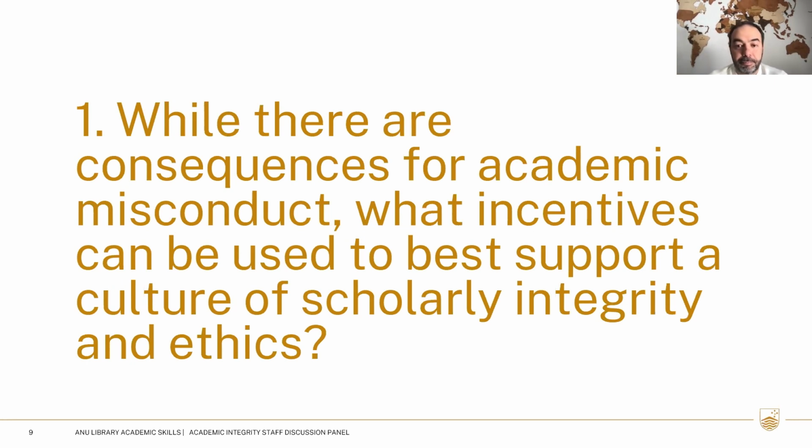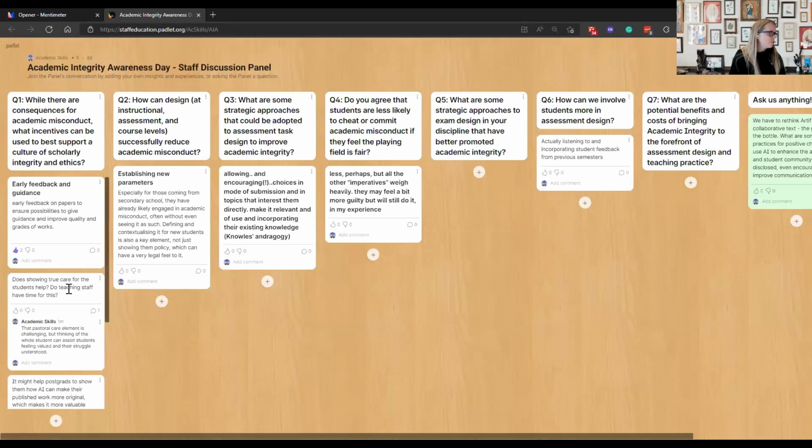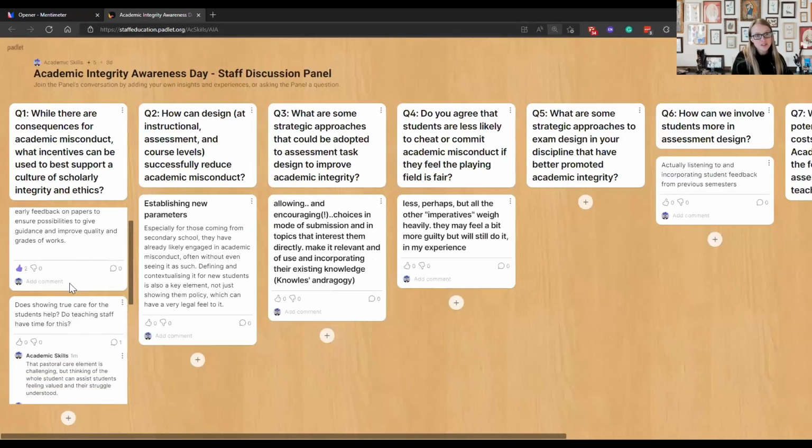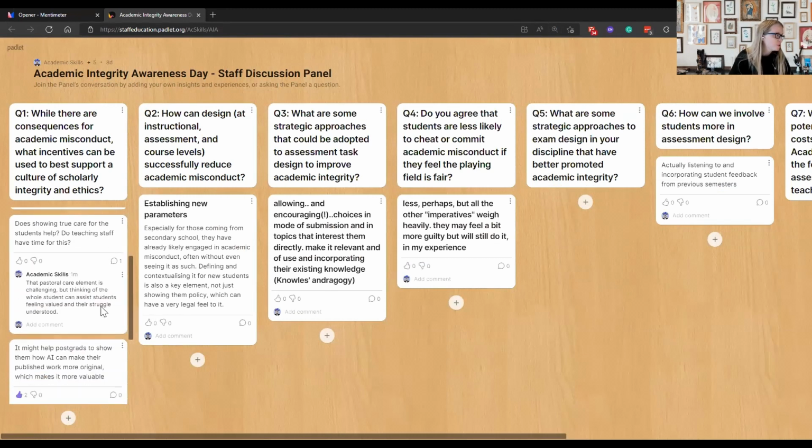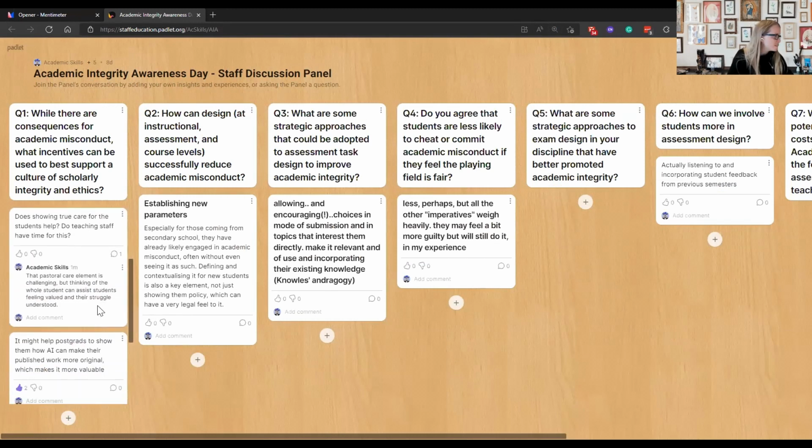Thanks for that, Bernardo. Yeah, lots going on in the Padlet, Bhavani. This one column is very full. Some of the really interesting things, I'll just read them, is early feedback and guidance. That's not really seen as an incentive, but it is, because it's giving students support where they need it as they're progressing in their skills. So that gives them more guidance throughout the process.